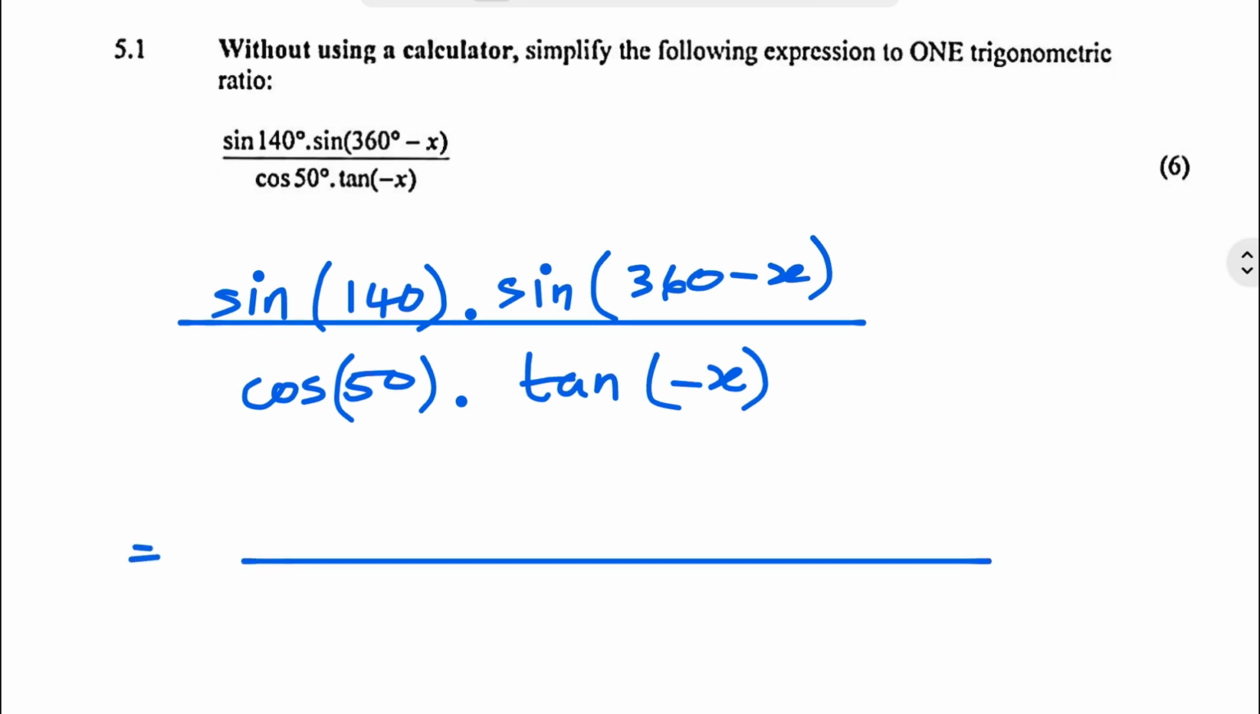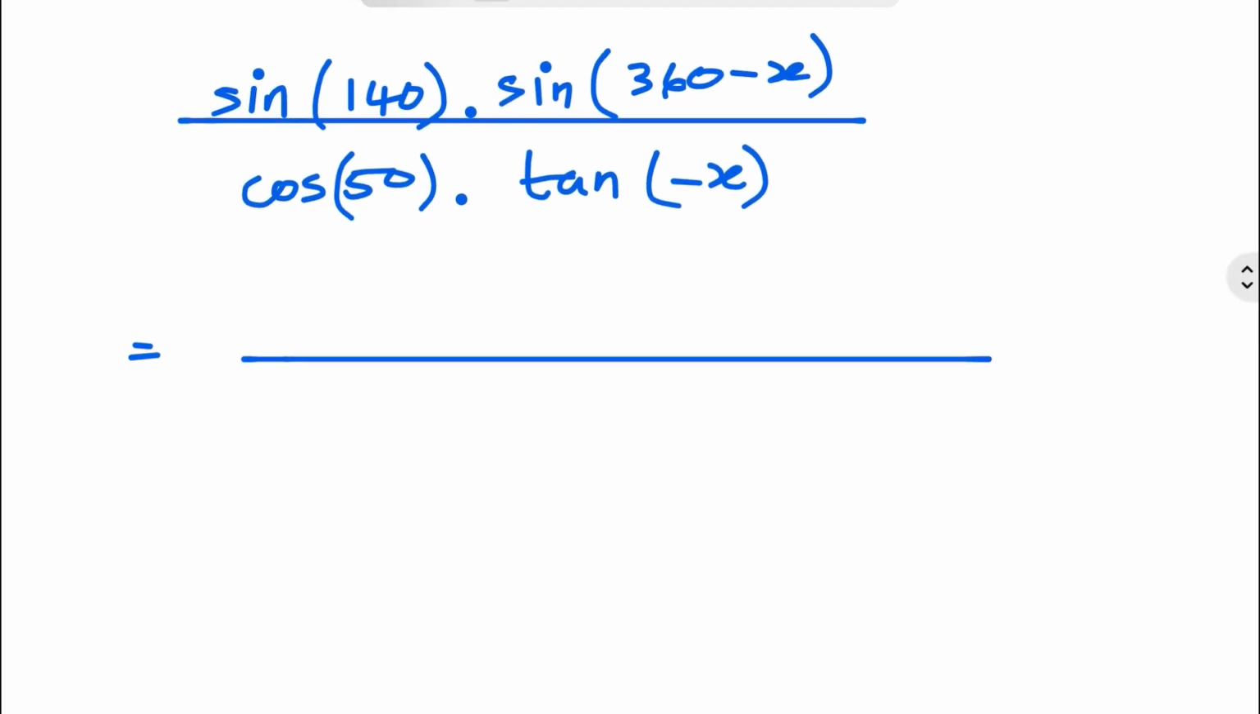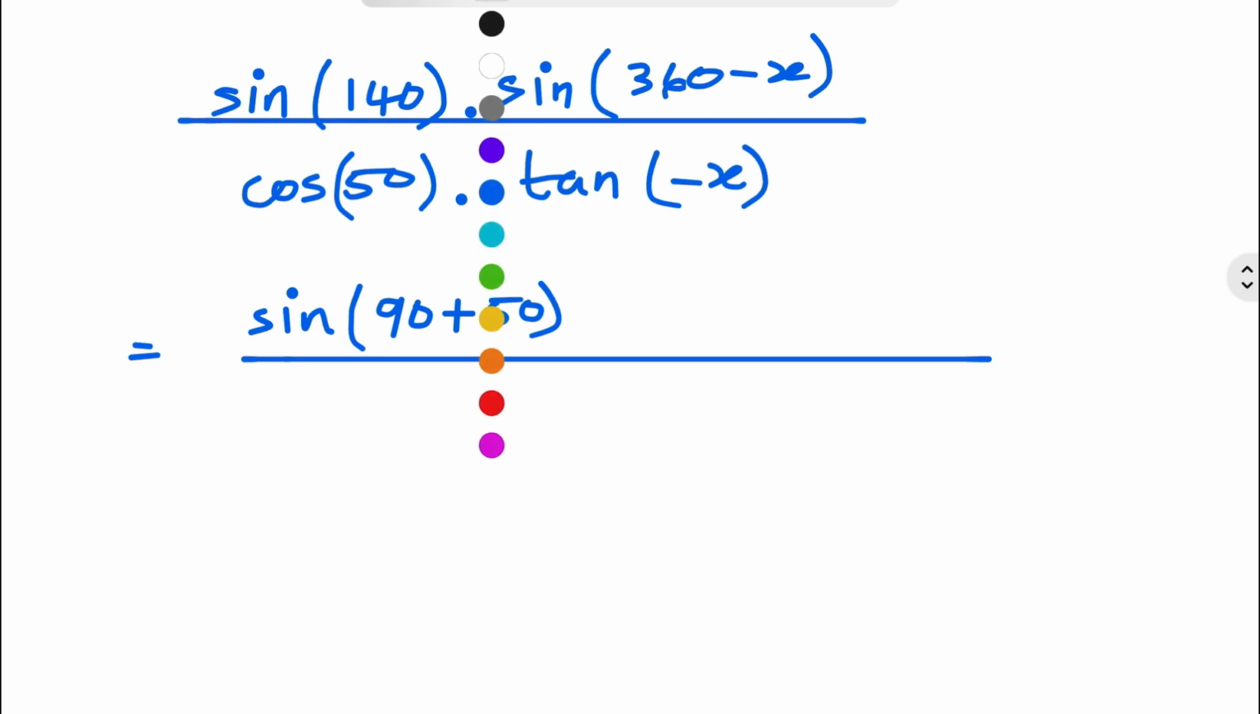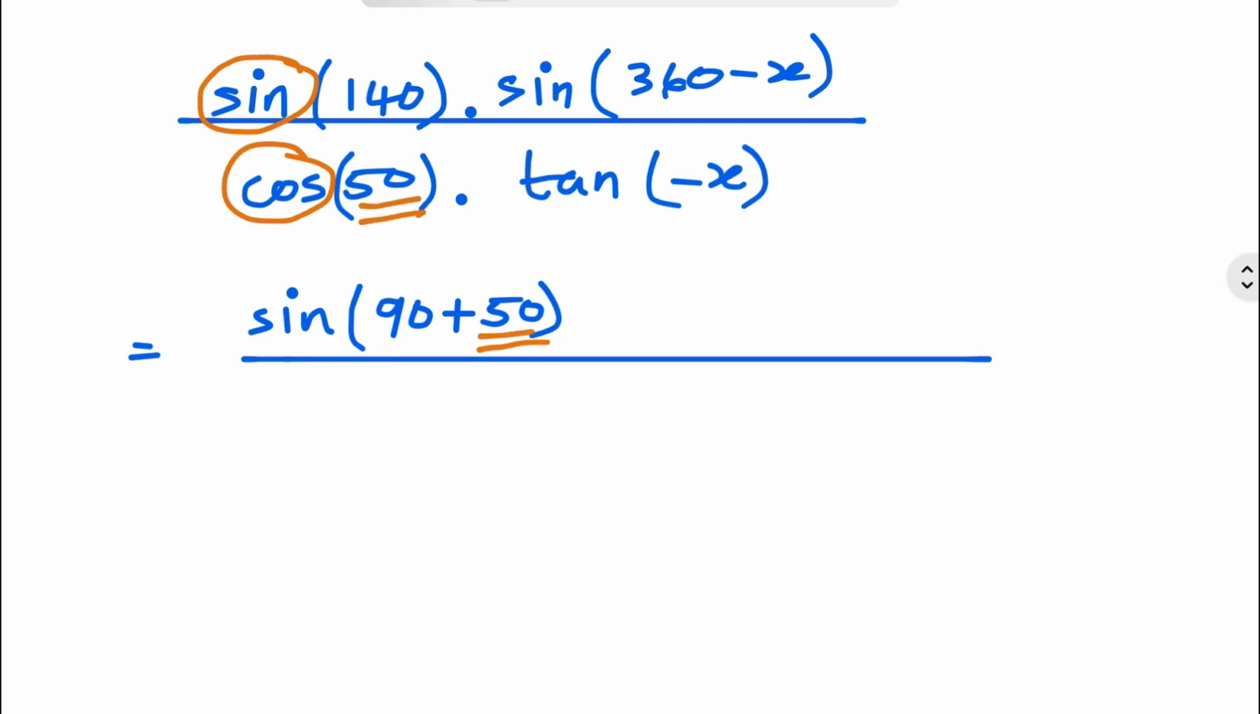First of all, the sine of 140 degrees, I'm going to change into sine of 90 degrees plus 50 degrees. The reason why I'm not going for a straightforward reduction of 180 minus 40 is because I noticed that if I use 90, sine will become its co-function cos. And we have the 50 degrees, meaning we're also going to get the same angle.